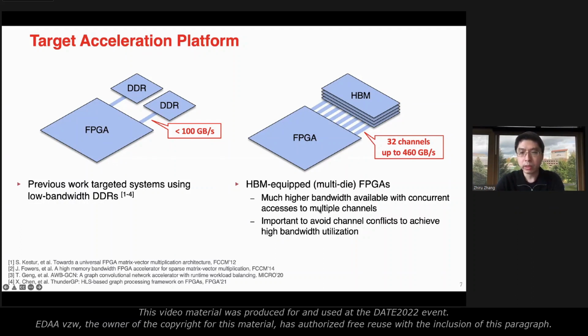So these are the nice things. We have much higher bandwidth available, but the challenge really is, how do we make good use of this bandwidth and avoid channel conflicts, because this is really the key to achieving high performance and also high efficiency. Later on, I will also mention some of the other challenges introduced by this sort of heterogeneous multi-die FPGA that cause some interesting physical design and layout challenges, especially for the HLS design.